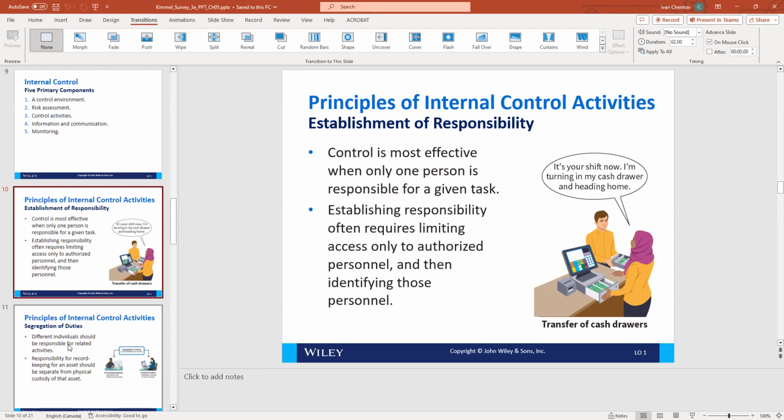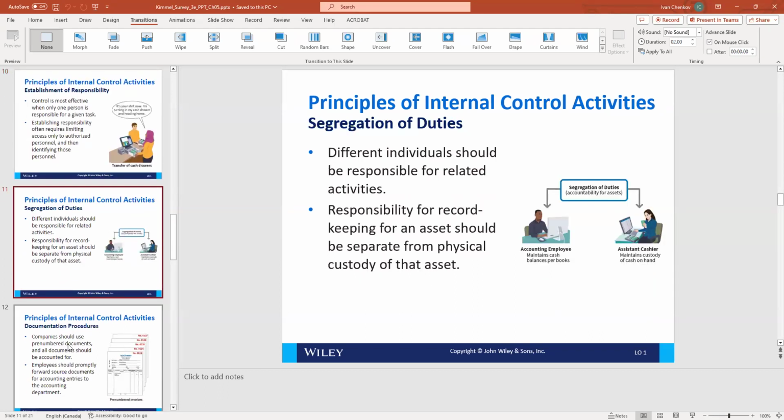Next principle of internal control is segregation of duty. What does that mean? Segregation of duty means that different individuals will be responsible for related activities. Again, if we're dealing with cash, cash is the most perishable item, the most important item in the company. So that's why we have to put enough control procedures so there's no fraud around the cash. So how can we achieve that? By having different individuals responsible for the related activities with cash.